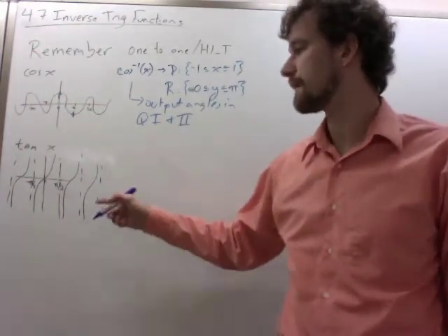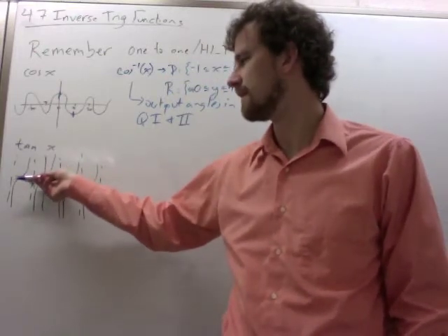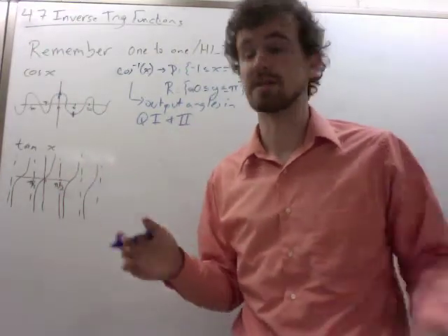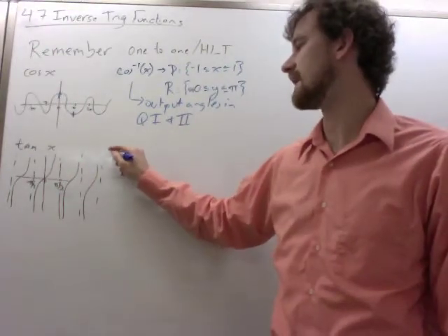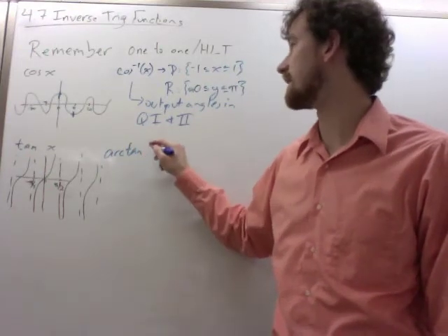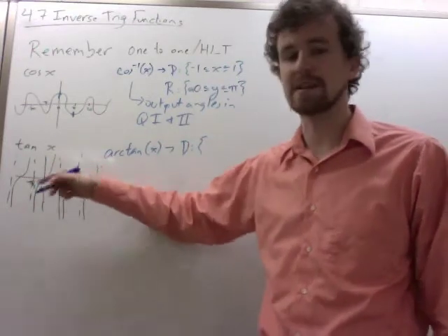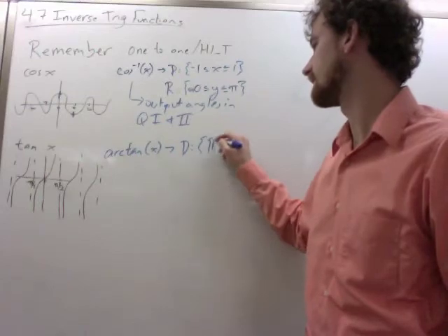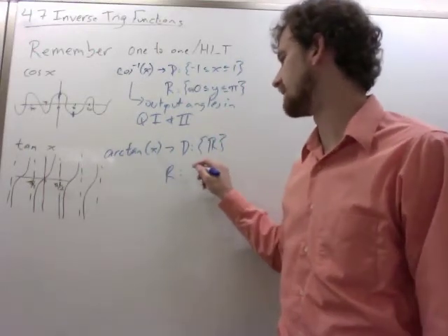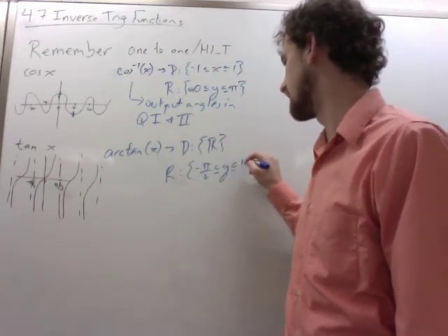For a tangent, it's pretty straightforward. We fail the horizontal line test, but each period passes the horizontal line test. So for our inverse tangent, remember arc and -1 mean the same thing. For arctan of x, its domain is the range of the tangent function, which is all reals, and its range is from -pi/2 to pi/2. It's the same as the sine function.